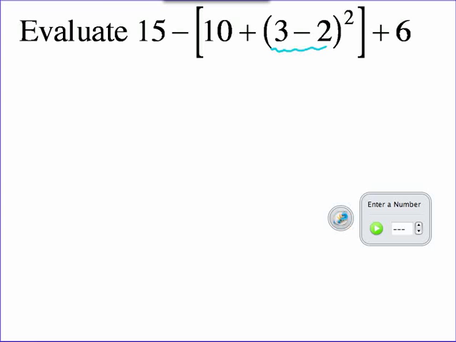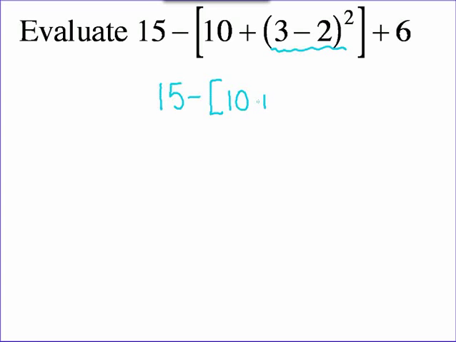3 minus 2 I know is 1. So I end up getting 15 minus 10 plus 1 squared. I'm going to add that to 6. I know that 1 squared is 1. So I end up having 15 minus 11 plus 6. 15 minus 11 is 4. If you add that to 6, you get 10.